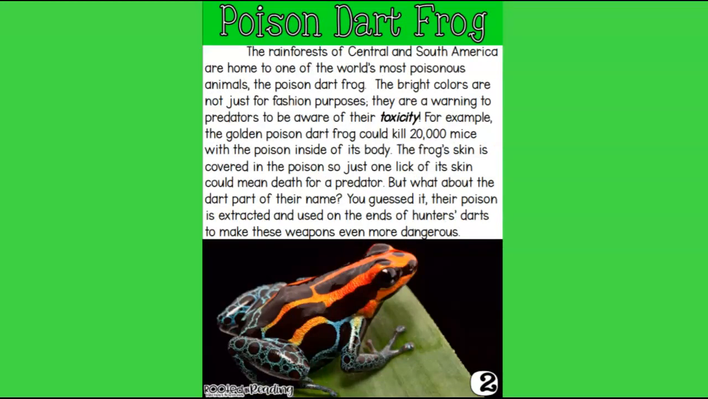The poison dart frog. The rainforests of Central and South America are home to one of the world's most poisonous animals, the poison dart frog. The bright colors are not just for fashion purposes. They are a warning to predators to be aware of their toxicity. For example, the golden poison dart frog could kill 20,000 mice with the poison inside of its body. The frog's skin is covered in the poison, so just one lick of its skin could mean death for a predator. But what about the dart part of their name? You guessed it. Their poison is extracted and used on the ends of hunters' darts to make these weapons even more dangerous.